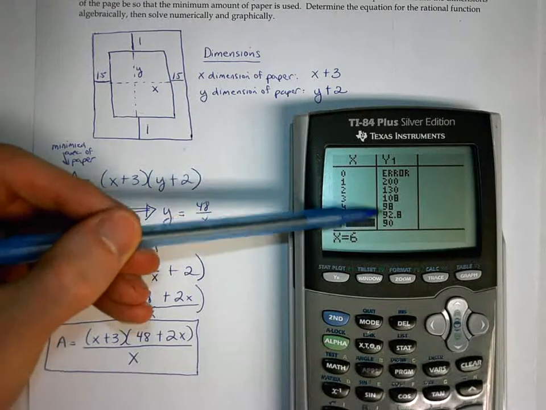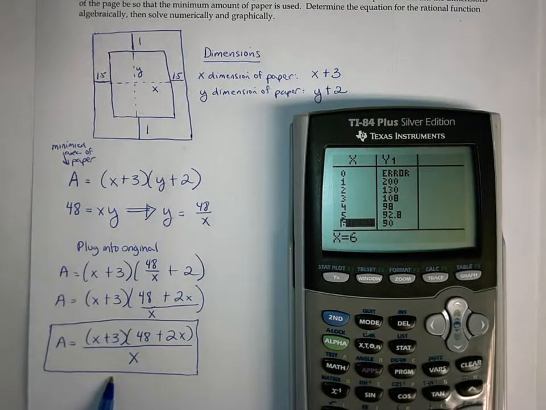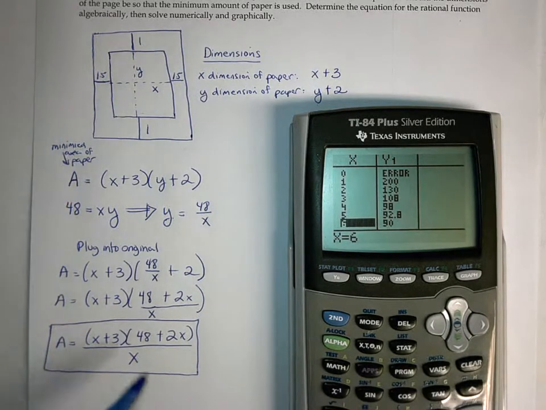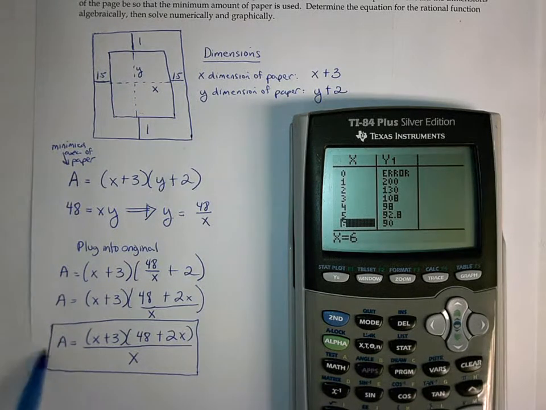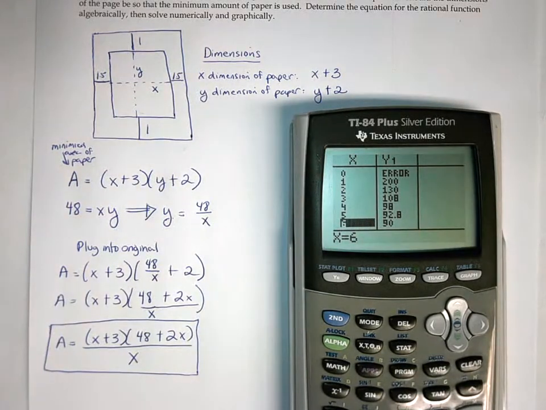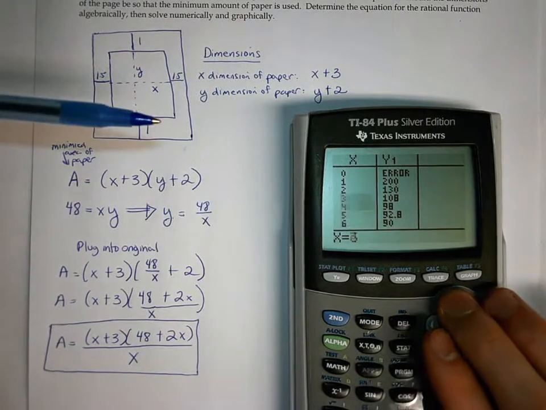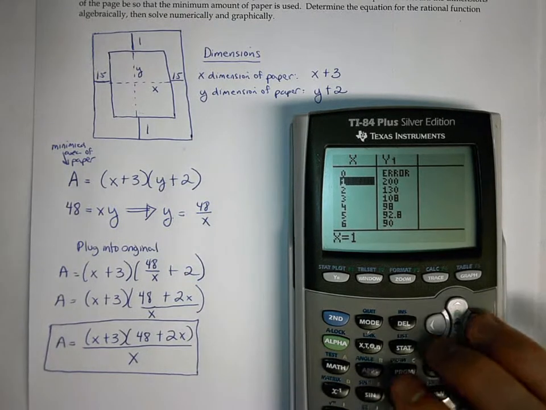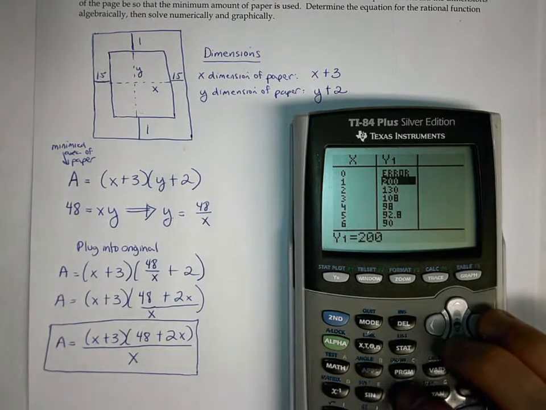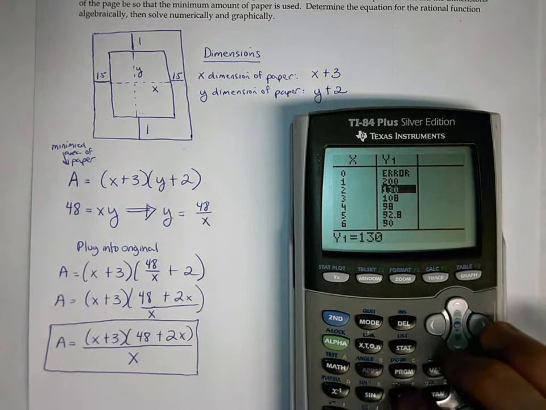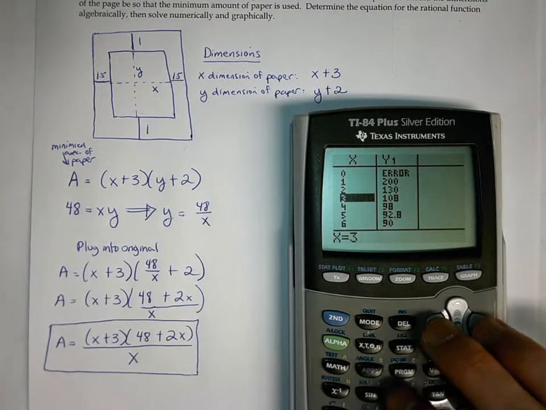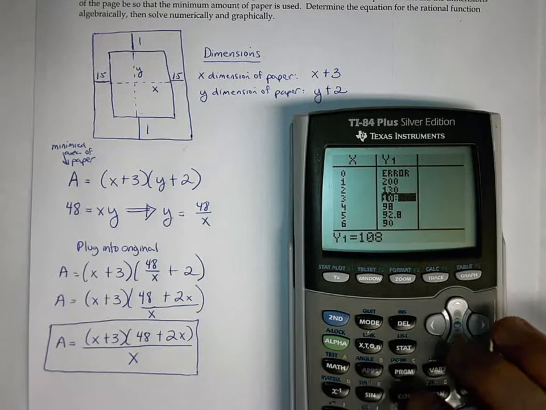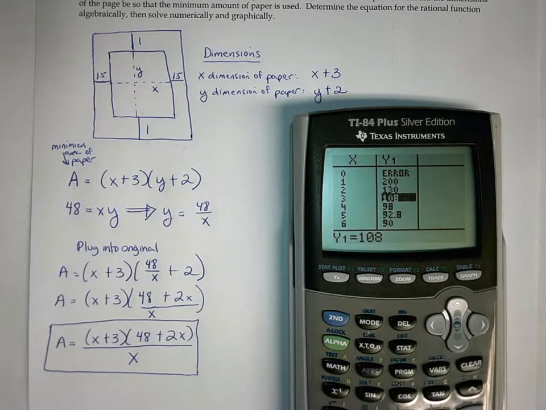Remember, these x's indicate inputs, these y's indicate output, and for this function here, the input indicates the x value for the inside here. Actually, I take that back. The x is actually that x right there. And the area indicates the y output. So here, if we look at the x, that's going to give me my x dimension. So if I put in a 1, I'm going to get an area of 200. That's not what we want. If I plug in a 2, I'm going to get an area of 130. If I plug in a 3 for the x dimension, I'm going to get an area of 108.